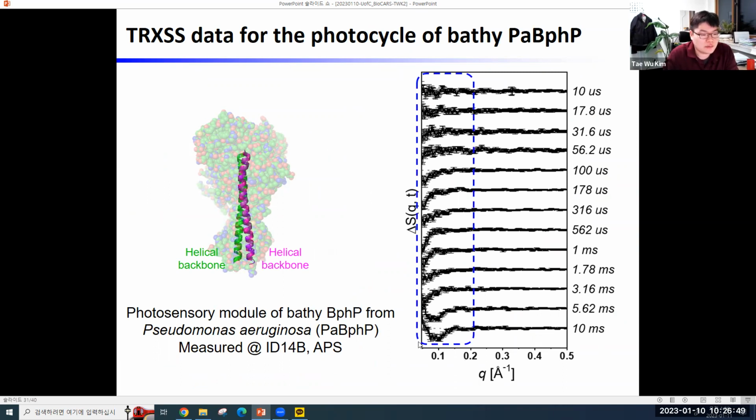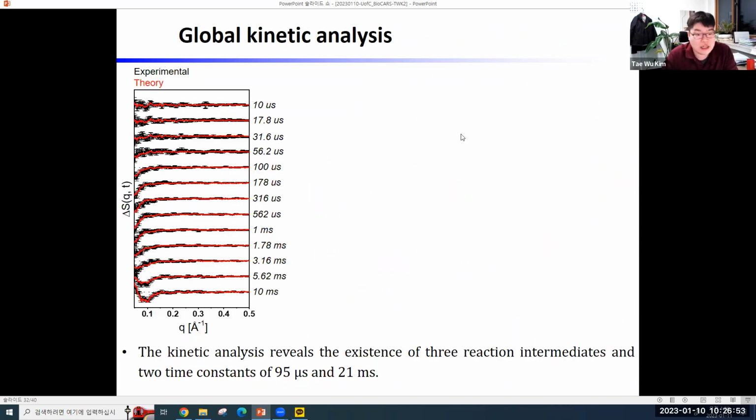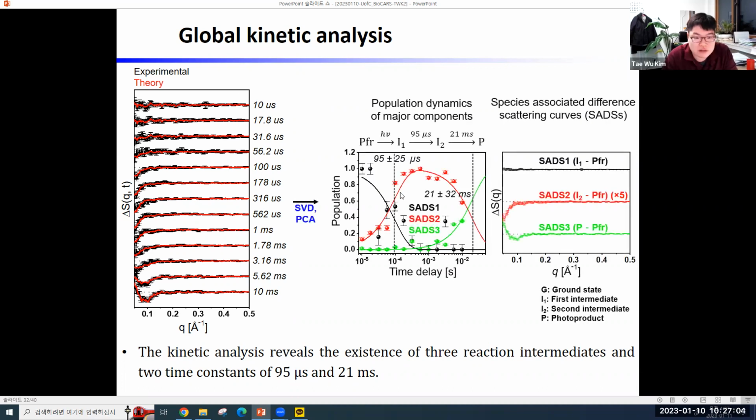From this data, we did some kinetic analysis. It is also very similar to the analysis scheme I used in the protein dynamics study. From this kind of study, I could find some kinetics working in this phytochrome protein.